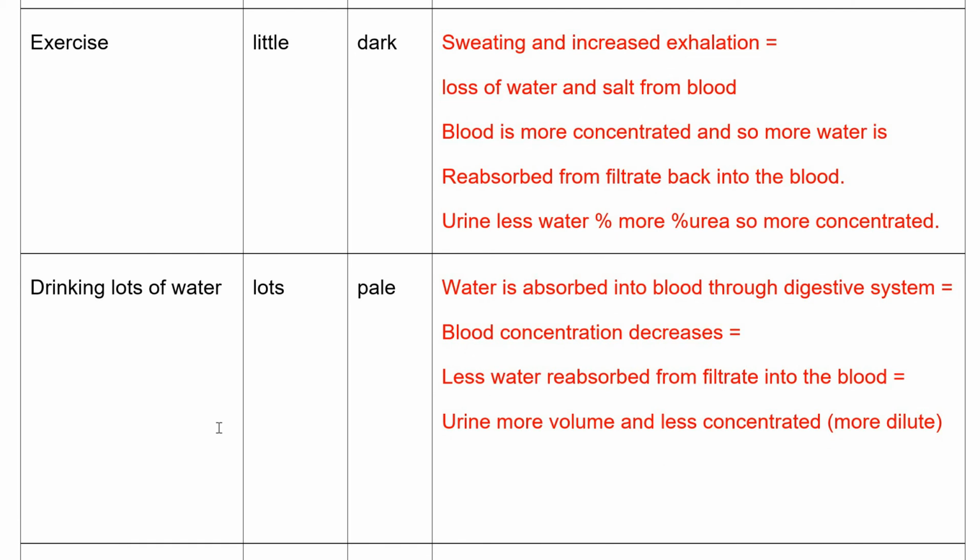So where do we go from there? Why is that happening? You've drunk lots of water. You've absorbed lots of water from the digestive system into your blood. That's going to make the blood more dilute. It's going to increase the amount of water in the blood. That means that, this is the important part, less water will be reabsorbed from the filtrate into the blood. Urine will become larger in volume and will become less concentrated.